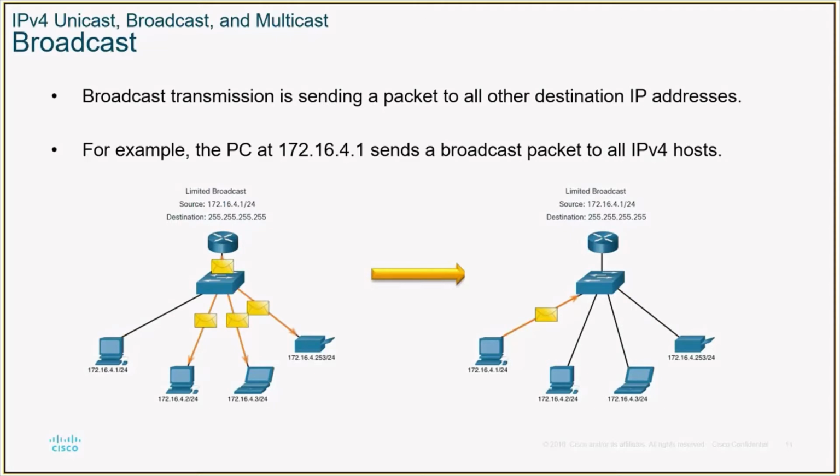Now, broadcast is sending a packet to all other destination IP addresses. For example, the host 172.16.4.1 sends a broadcast packet to all IPv4 hosts. Often it will actually be 32 ones. We've spoken about ARP in previous chapters. That was the destination used for ARP. Other protocols also use broadcast to discover information, and typically that is the destination address. Of course, the source is still only ever one, so it's one source to all other destinations. That is all other destinations on the same network, because routers rarely, if ever, pass on broadcasts. You would have to configure it to, but typically they do not. So the router will not send that broadcast any further. It will just stay within that subnet.